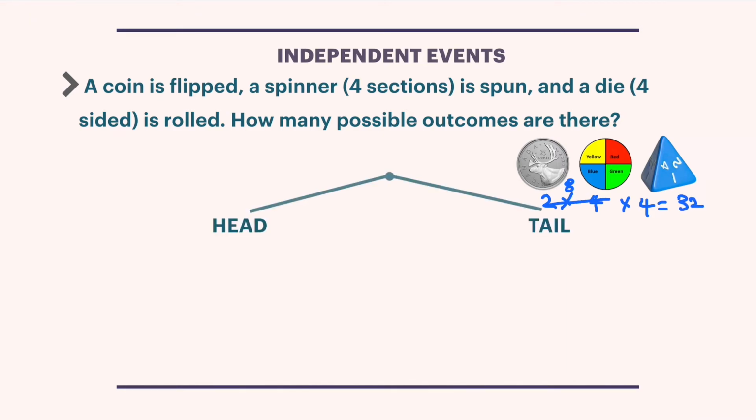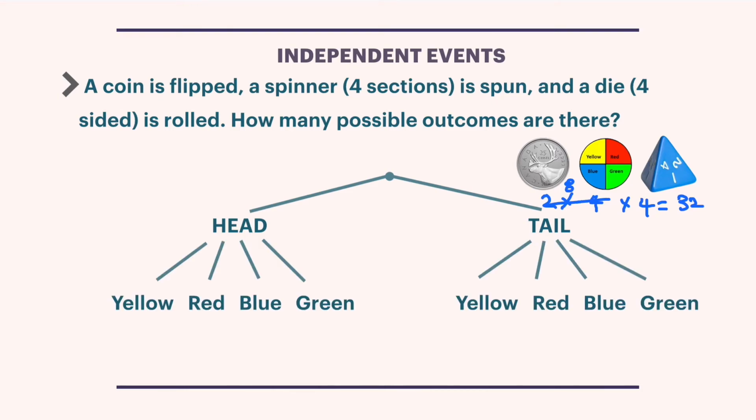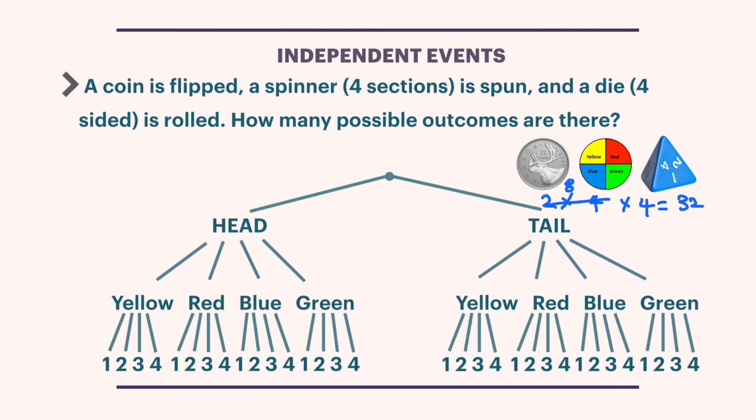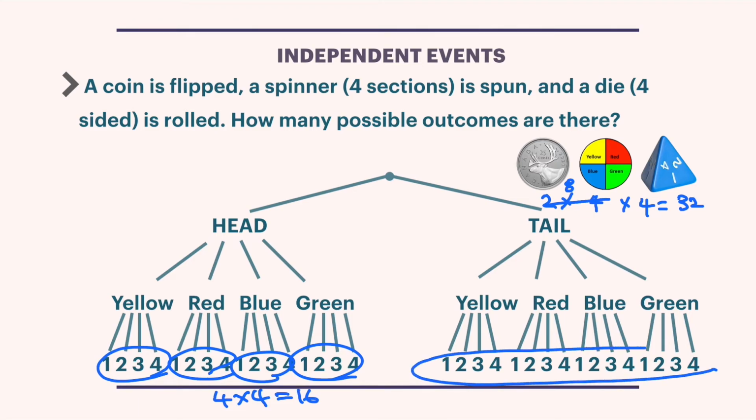So first, you have 2 possible outcomes, head or tail, and you could get 4 different colors from the spinner, and you could roll any number from 1 to 4 from the die. How many of the possible outcomes do we have? Well, we have 4, and we have 1, 2, 3, 4 of them, so that's 4 times 4, which is 16, and we have the same exact set on the other side. So we have 16 times 2, so that is 32.